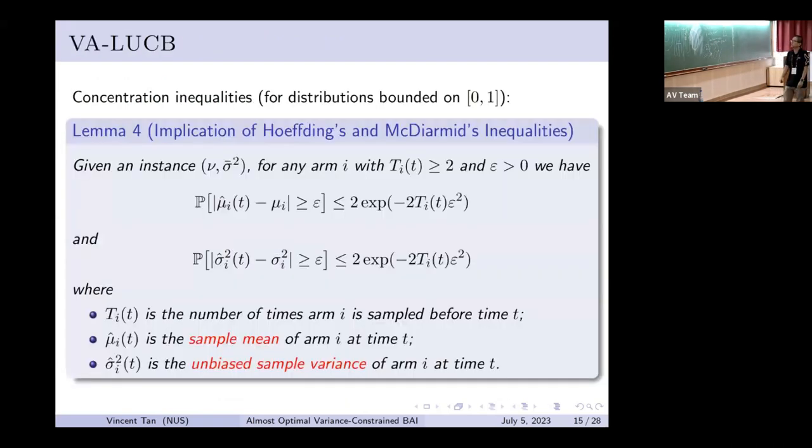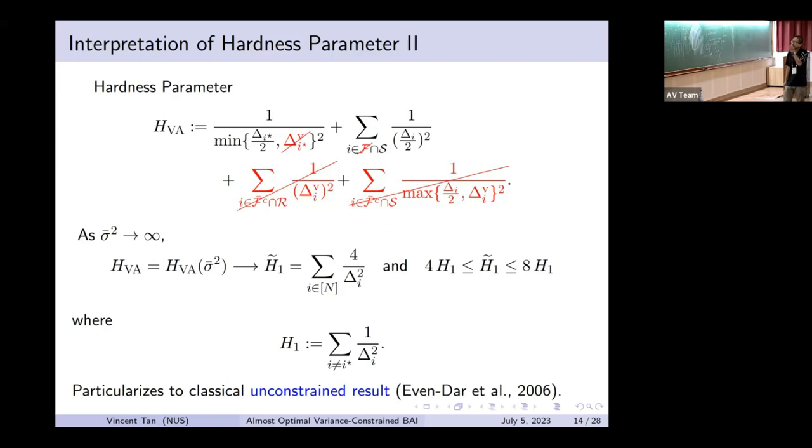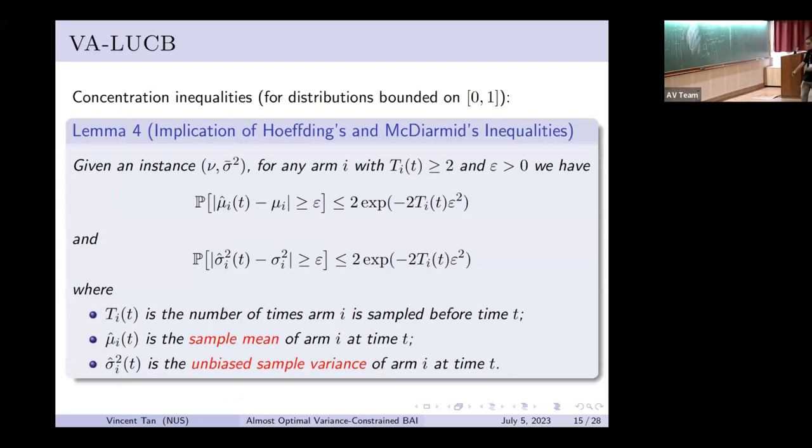What I owe you now is the algorithm and maybe some elements of its analysis. Let's see how far we want to go. As with all these sorts of algorithms, you basically have to say that our estimation of the means and the variances is pretty good. The way we do this is through very simple concentration results like Hoeffding and McDiarmid. Hoeffding gives us this bound on the empirical means, and McDiarmid gives us this bound on the variance.